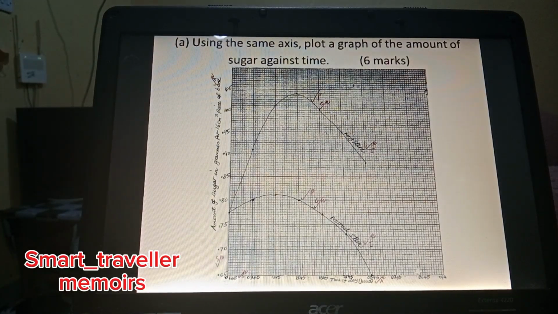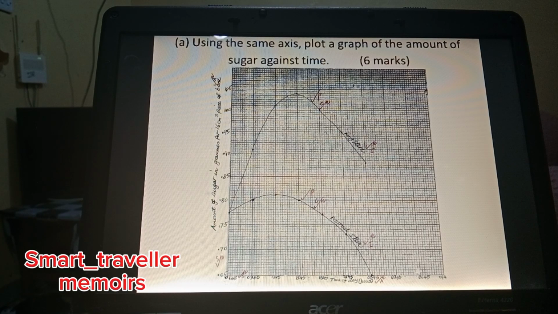So that is your graph. Using the same axis, plot a graph of the amount of sugar against time. You can see now how to mark the graph. You can see we have started the graph exactly on the y-axis. 0.78 is being shared by the two stems. And from there now deviation comes. So you can see for plotting you get 2 marks for both the curves.